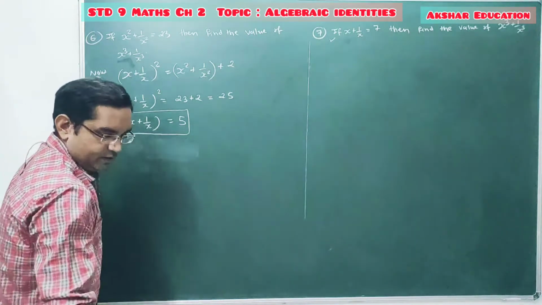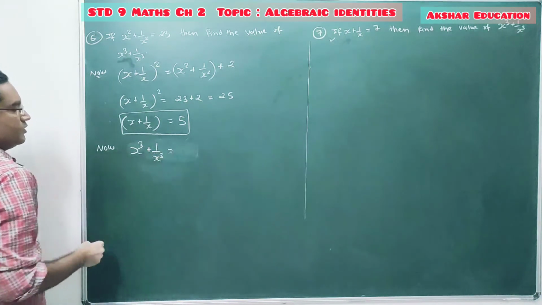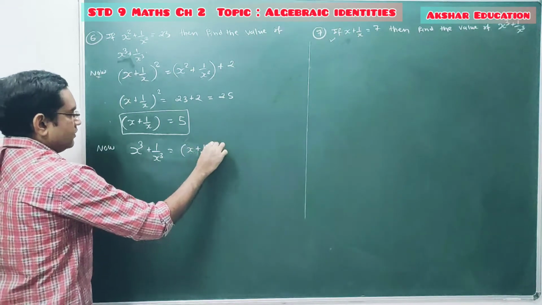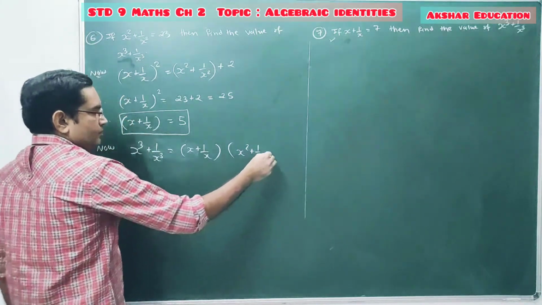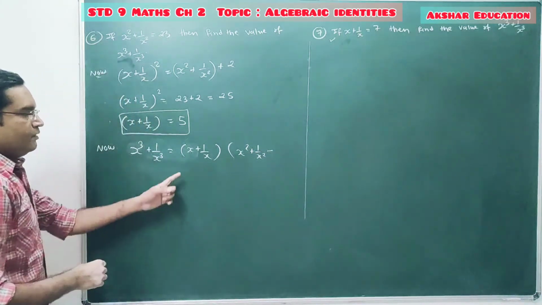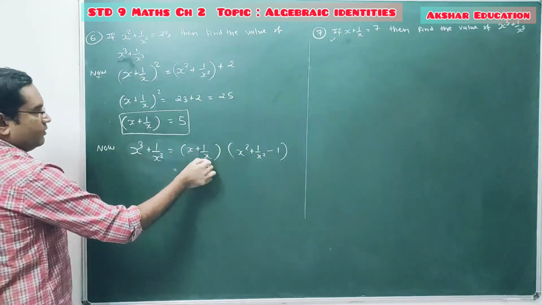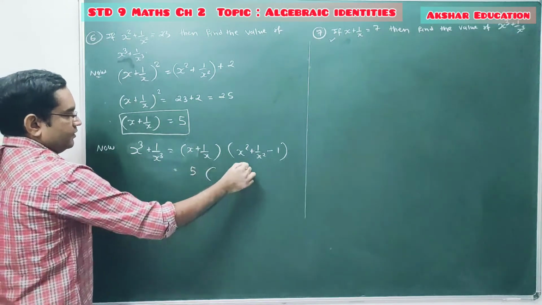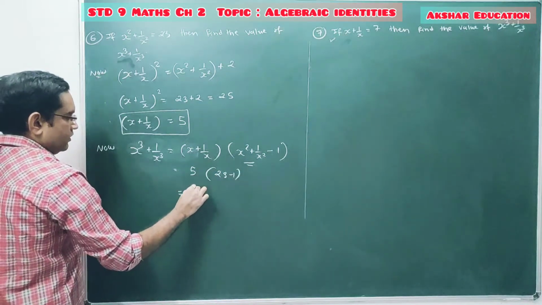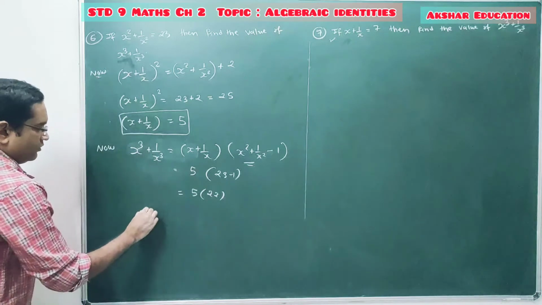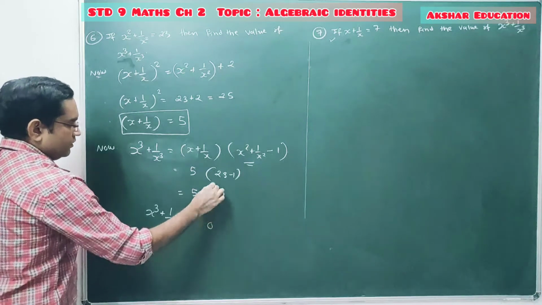Or you can write it also like this. Now we are using another identity, which is like this: x cube plus 1 by x cube is nothing but x plus 1 by x, second bracket, x square plus 1 by x square minus first term into second term. So it's a 1. So for x plus 1 by x that we have derived, which is 5, and x square plus 1 by x square, which is given as 23, minus 1. So this is equal to 5 into 22. So the answer is x cube plus 1 by x cube equal to 110.